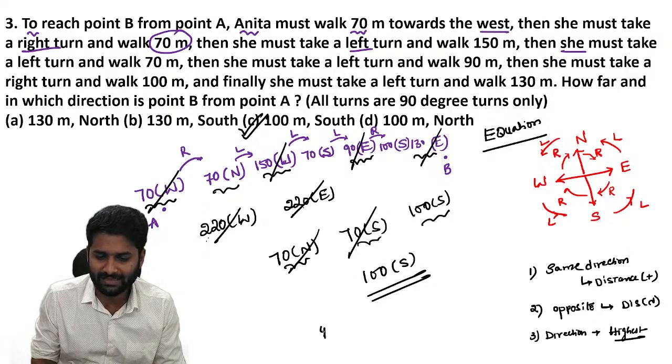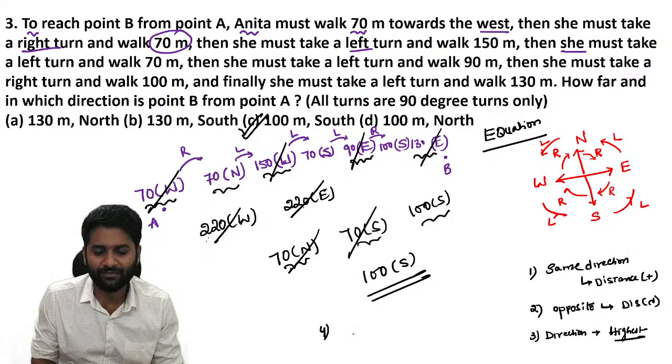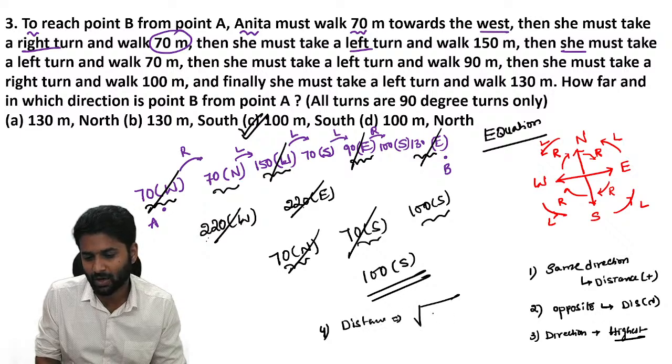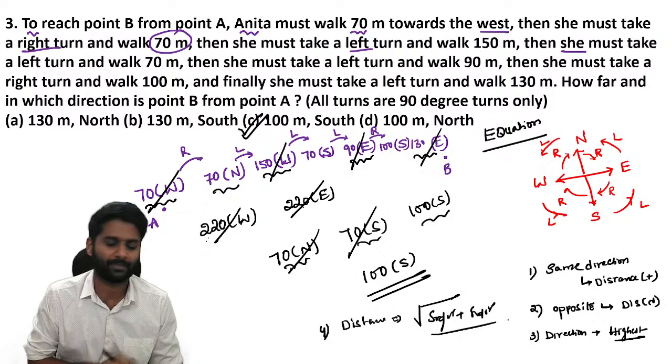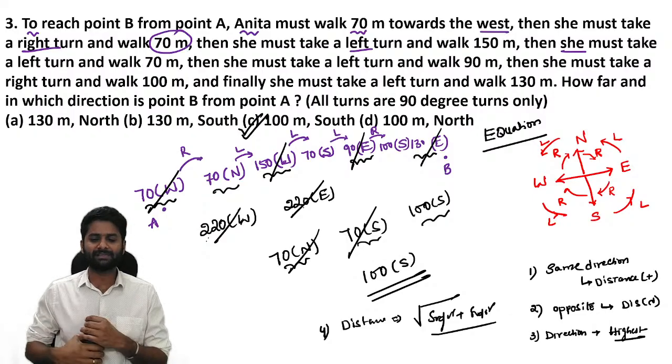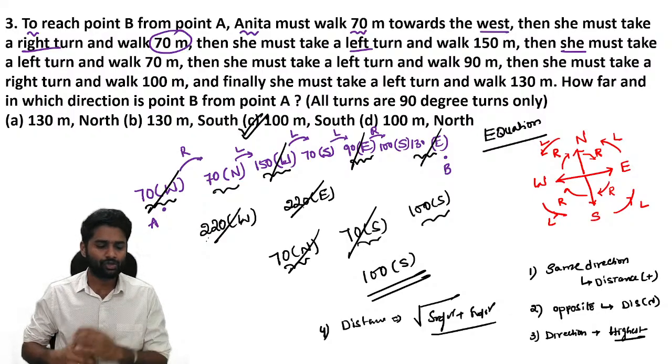And the last, guys, if you are left with any diagonal directions, for example northeast, southeast, southwest, then the distance you can measure through the Pythagoras theorem: root over side square plus side square. So is this clear? If it is the same direction, just add those values.